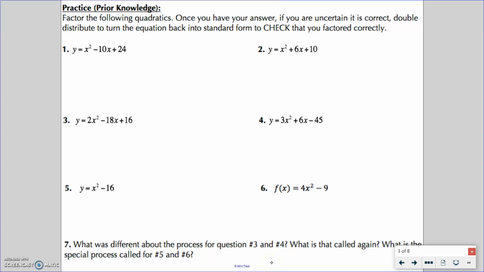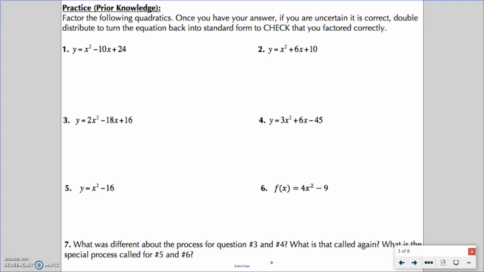Once you have your answer, if you are uncertain it is correct, double distribute to turn the equation back into standard form to check that you factored it correctly, okay? So I want you to try questions 1 through 6, pause the video, and then when you're ready to see the answers, go ahead and unpause.